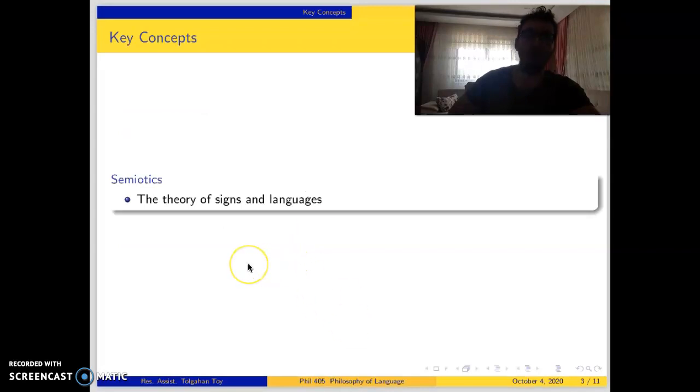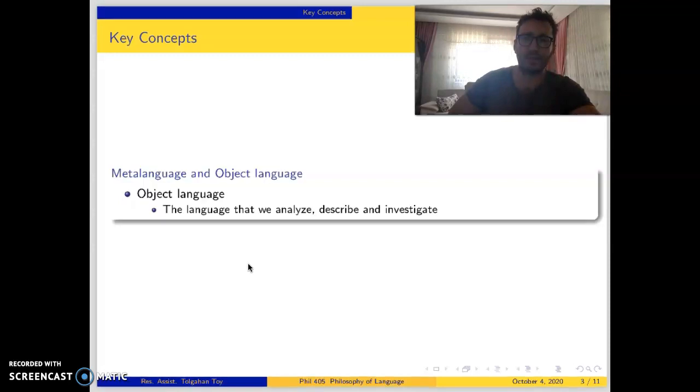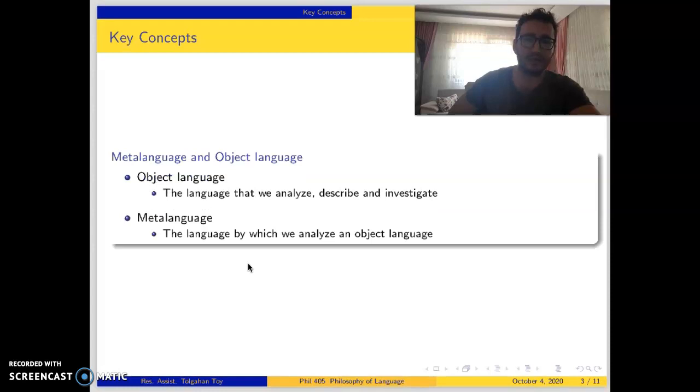The general theory of science and languages is called semiotics. In philosophy of language or in any other semiotic study, we study properties of a language. But when we study properties of a language, we use again a language. In order to distinguish these two languages, we have object language and meta language. Object language is the language that we study. Meta language is the language that we use to study or to convey the research on language.